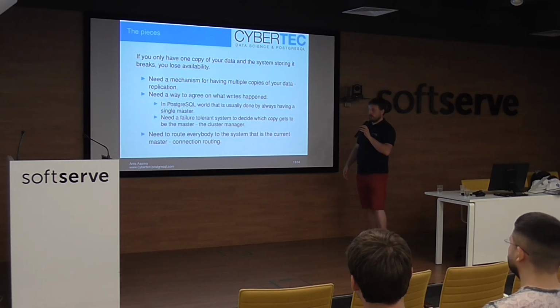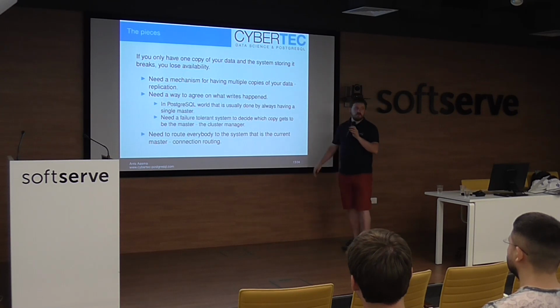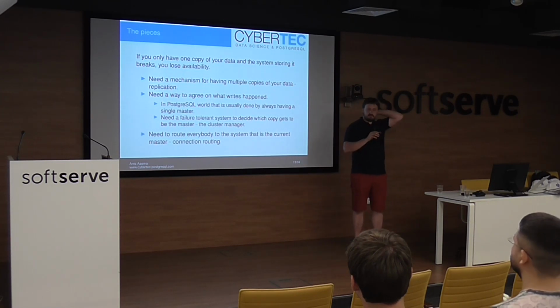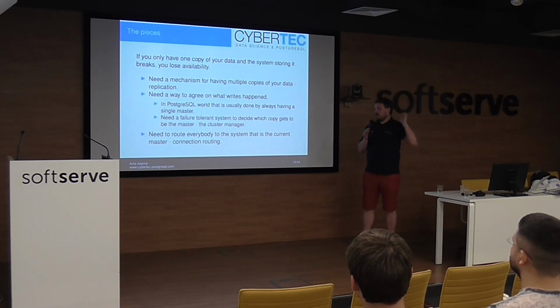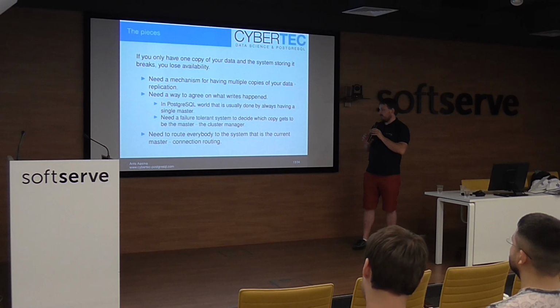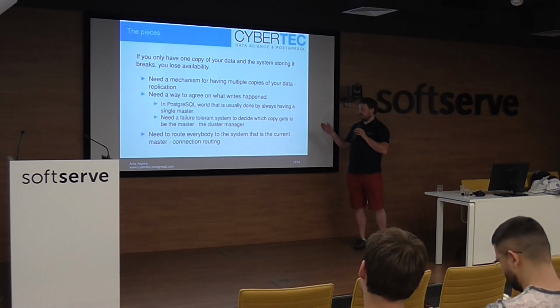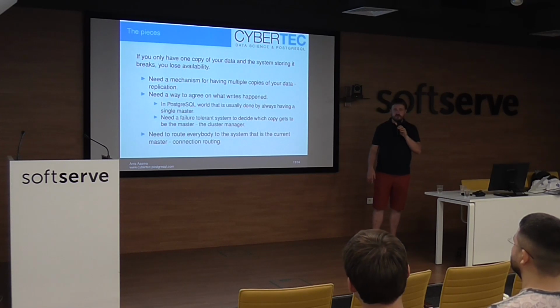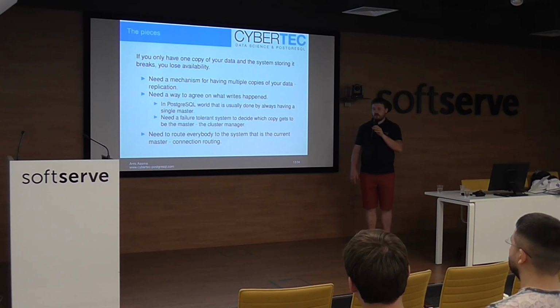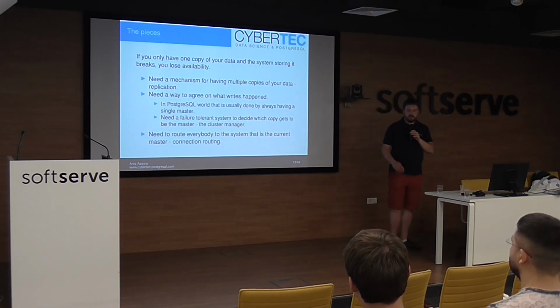And there are multiple ways to do it. In PostgreSQL, it's usually done by always having a single master. And you also need a failure-tolerant system to decide which copy gets to be the master. And failure-tolerant here means that it has to work when everything is going wrong. So some server is on fire, somebody cut the network cables, and the failover system needs to work. So that's the difference between normal systems you build and failover systems. Failover systems need to actually work under the worst circumstances. They expect everything to be broken, and you want their systems to still act reasonably.